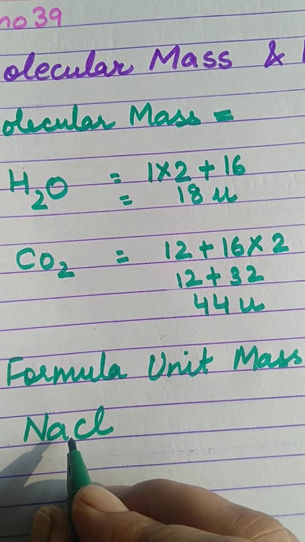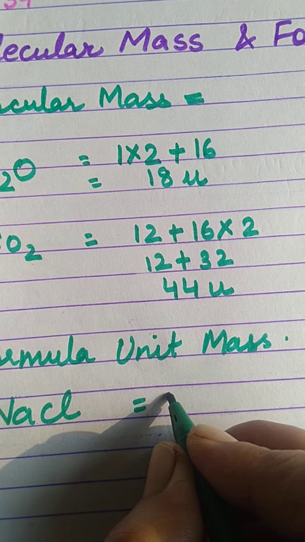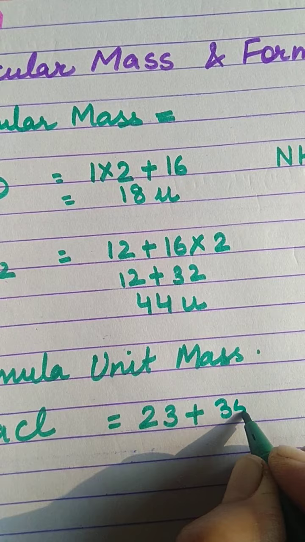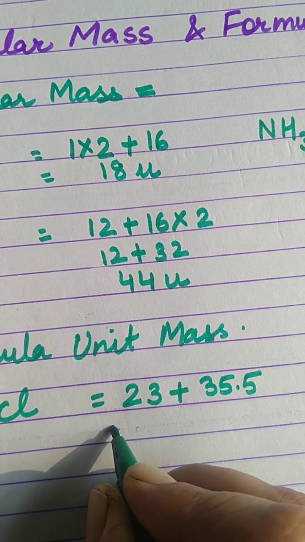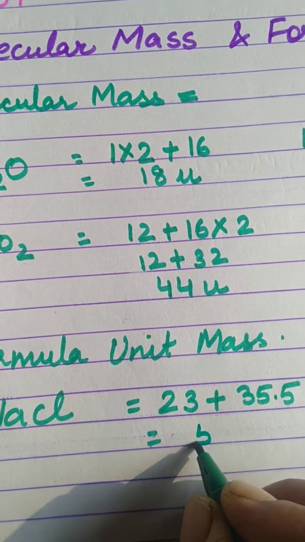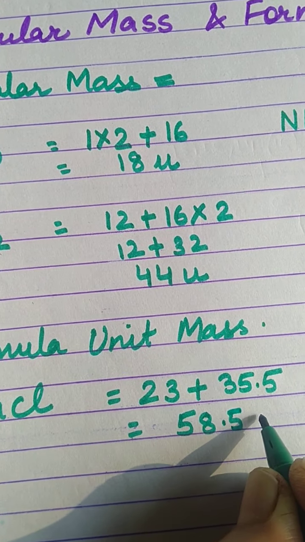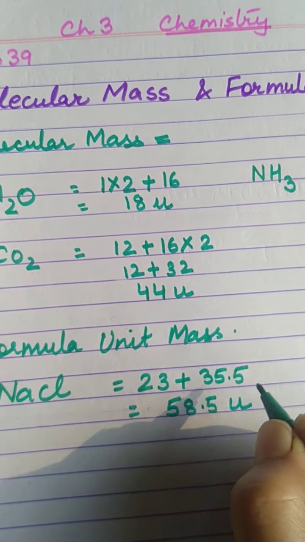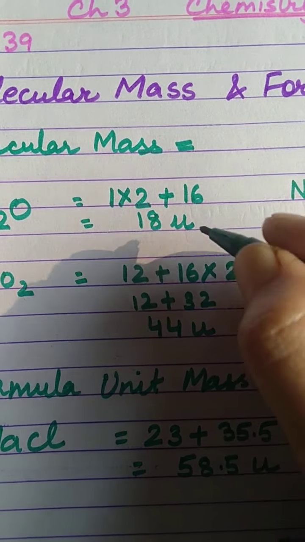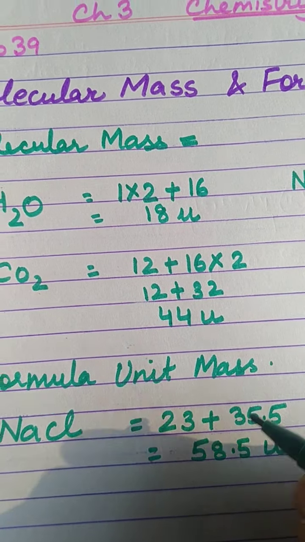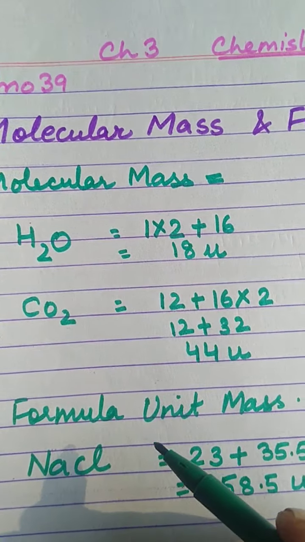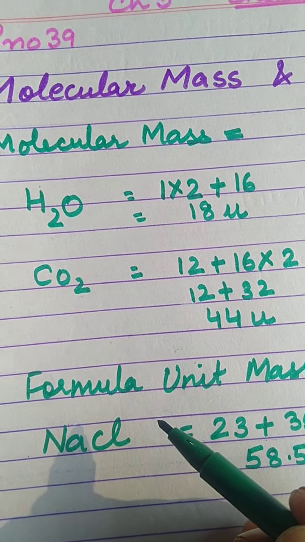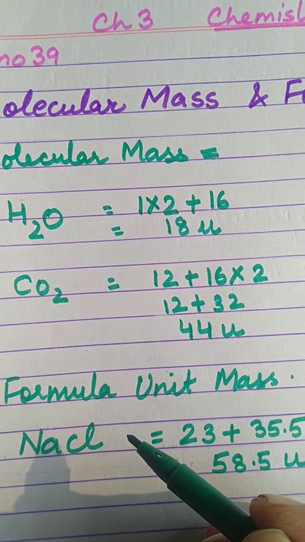Right? So the atomic mass of sodium, method of calculation same. Atomic mass of sodium is 23 plus chlorine is 35.5. If you add, it becomes 58.5 u. So unit, you can see it is same. Formula unit mass, unit is u. Molecular mass, unit is u. Method of calculation is also same. Little bit differences in their definition. Molecular mass is used for any molecule. Formula unit mass is used for ionic compounds. Students, I hope you have understood this.